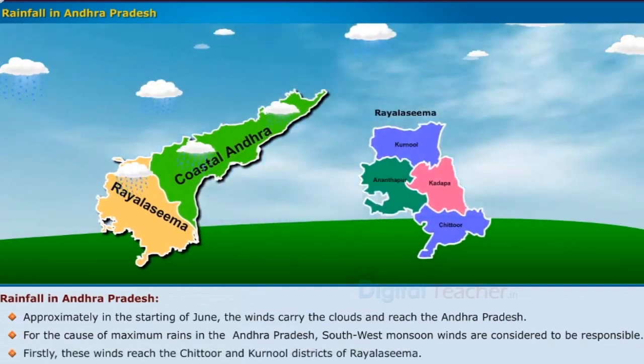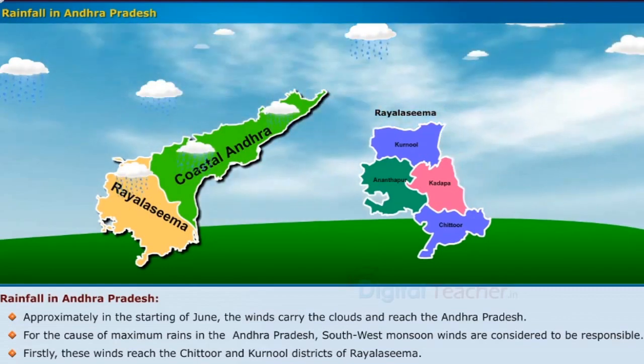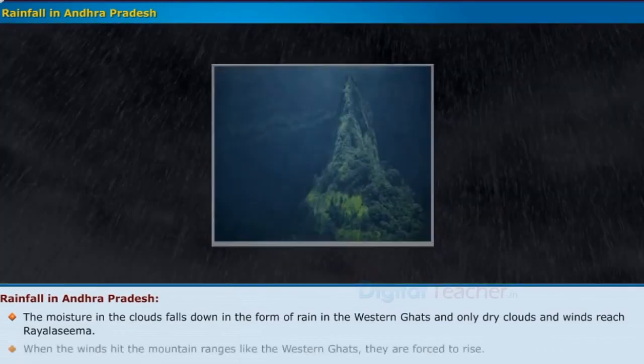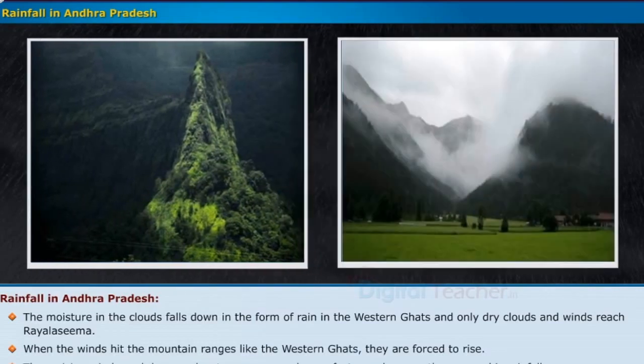Firstly, these winds reach the Chittoor and Kurnool districts of Rayalaseema. The moisture in the clouds falls down in the form of rain in the Western Ghats, and only dry clouds and winds reach Rayalaseema. When the winds hit the mountain ranges like the Western Ghats, they are forced to rise. These rising winds cool down and water vapor condenses faster and causes the orographic rainfall.